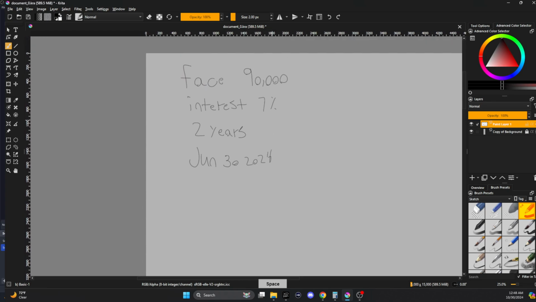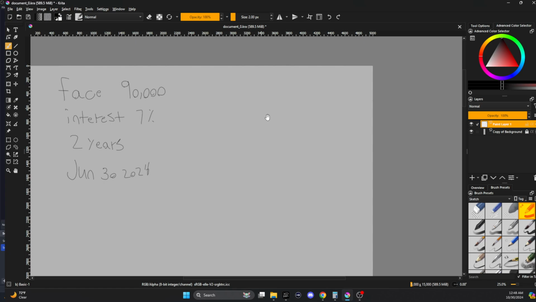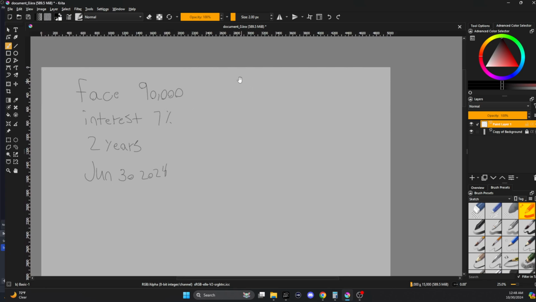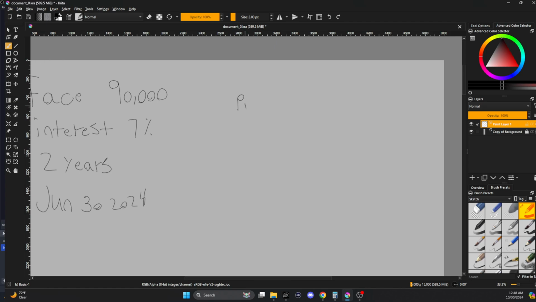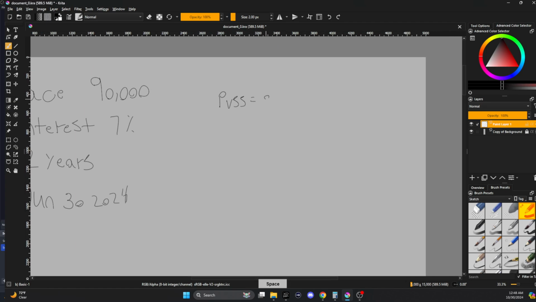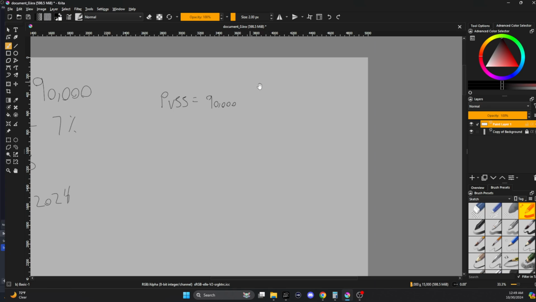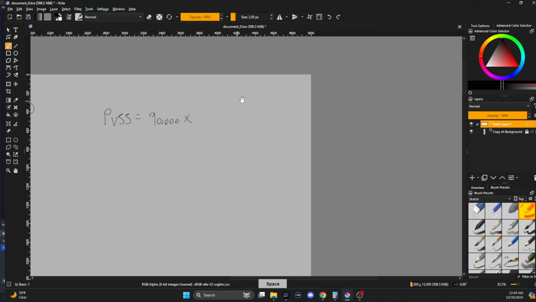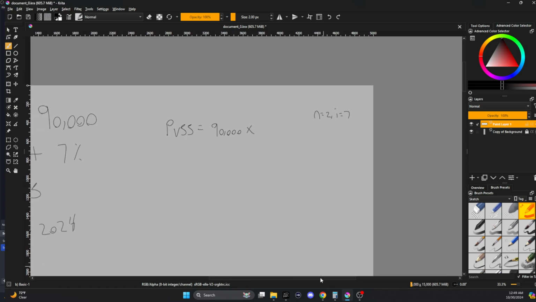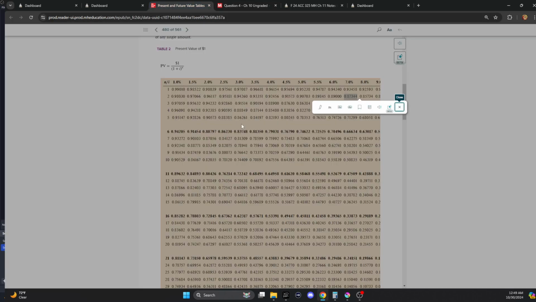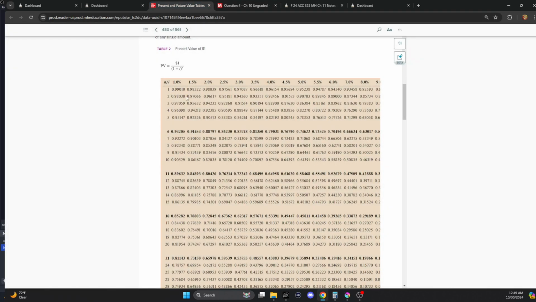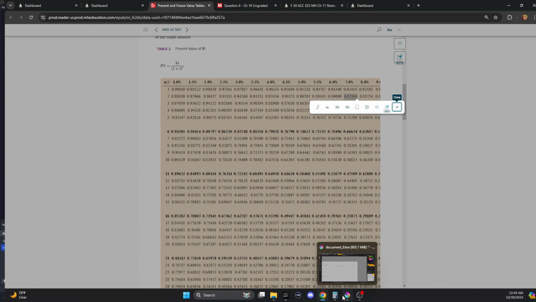Okay. So to dig out the interest from this face value 90,000 note, it would say present value of a single sum equals 90,000, and we would have a PV factor of n equals 2 and i equals 7. Okay, so let's get our present value of the note. It would be n equals 2, i equals 7, right here. 0.87344.